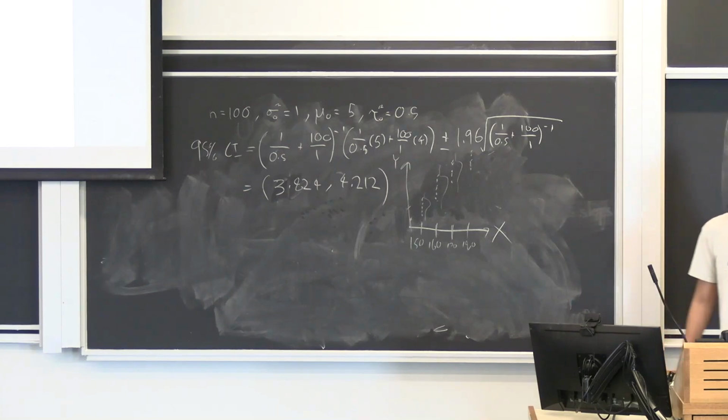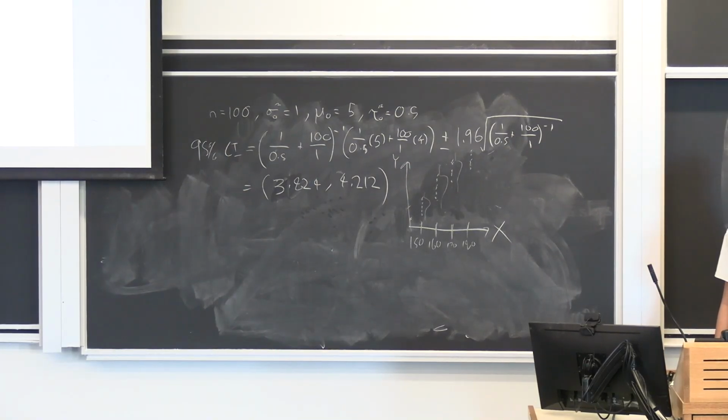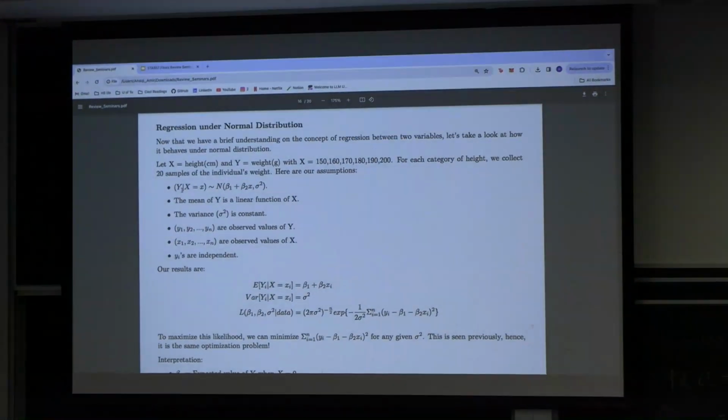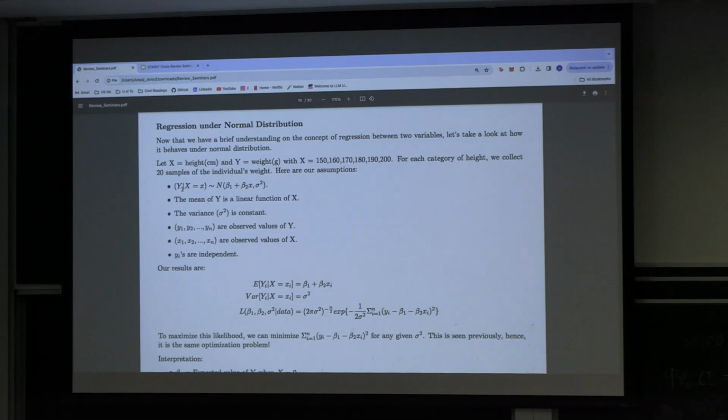So knowing that, we can see some of the assumptions or notations that we'll be using moving forward. So y per given x is normally distributed with beta 1 plus beta 2 x as the mean, and then just a sigma squared variance. The mean of y is a linear function of x. That's easy to see. The variance is constant. That's actually quite important with this as an assumption. And then, the y's are the observed values of y, the x's are observed values of x's, and the y's are all independent. Those are trivial.